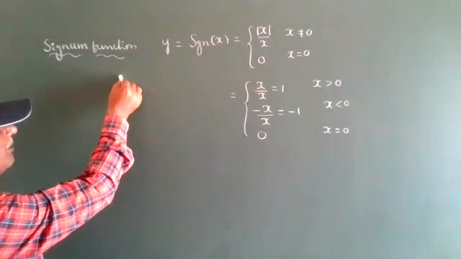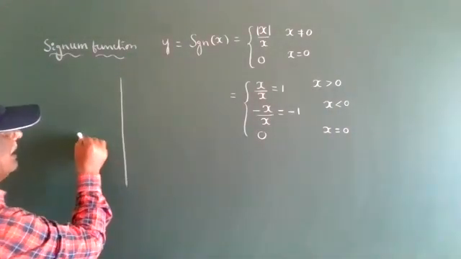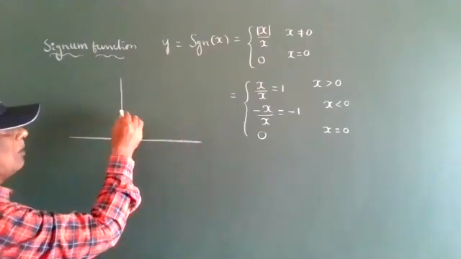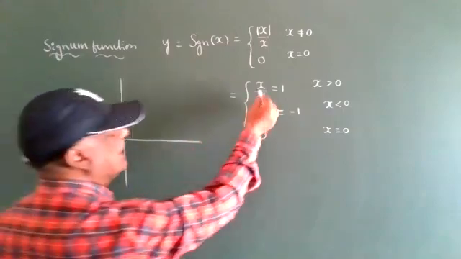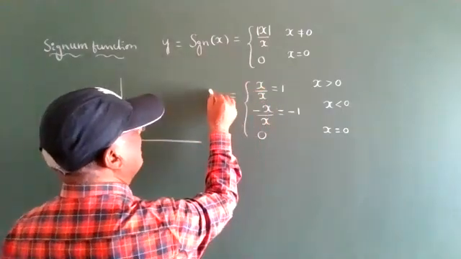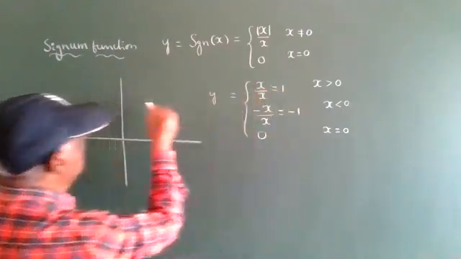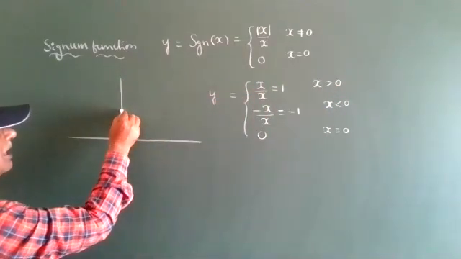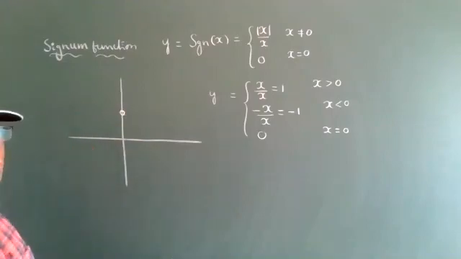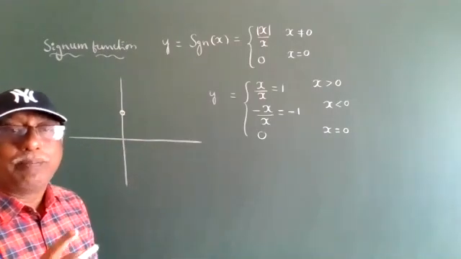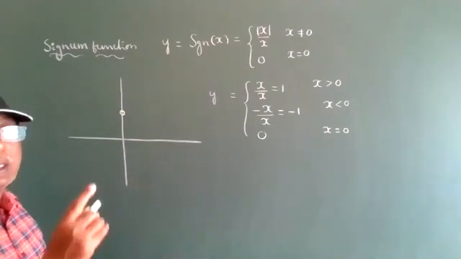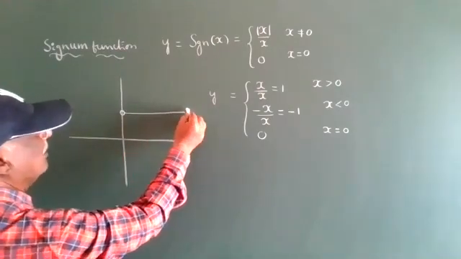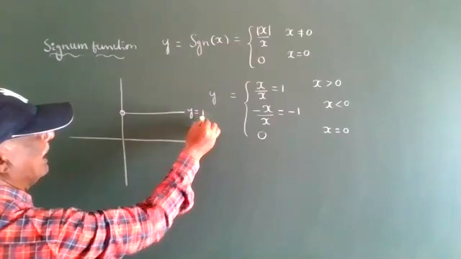What is the graph of the signum function? Here see the graph of the signum function. For x greater than 0, y is equal to 1. But x is greater than 0, meaning not equal to 0, so that is the open circle. Open circle means 0 is not included. So it is the y is equal to 1 line.